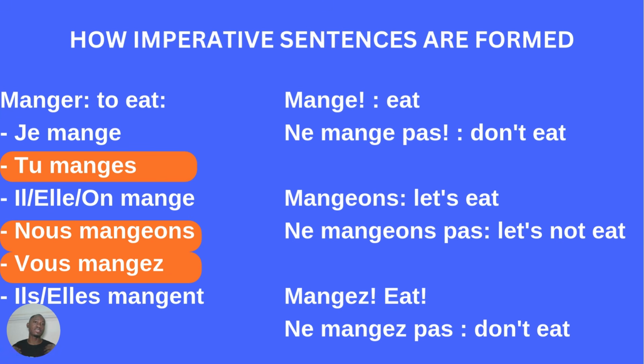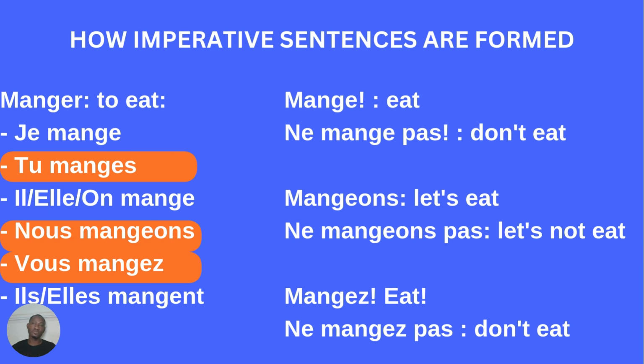Now, if you are using the nous version, it will be mangeons. So instead of nous mangeons, just take away the subject pronoun and say mangeons. In this case, it means what? Let's eat. Mangeons, let's eat. So food is set. I'm telling everyone, oh, mangeons. Let's eat, guys. All right, or ne mangeons pas. Let's not eat. I don't have a good feeling. Ne mangeons pas. Let's not eat.